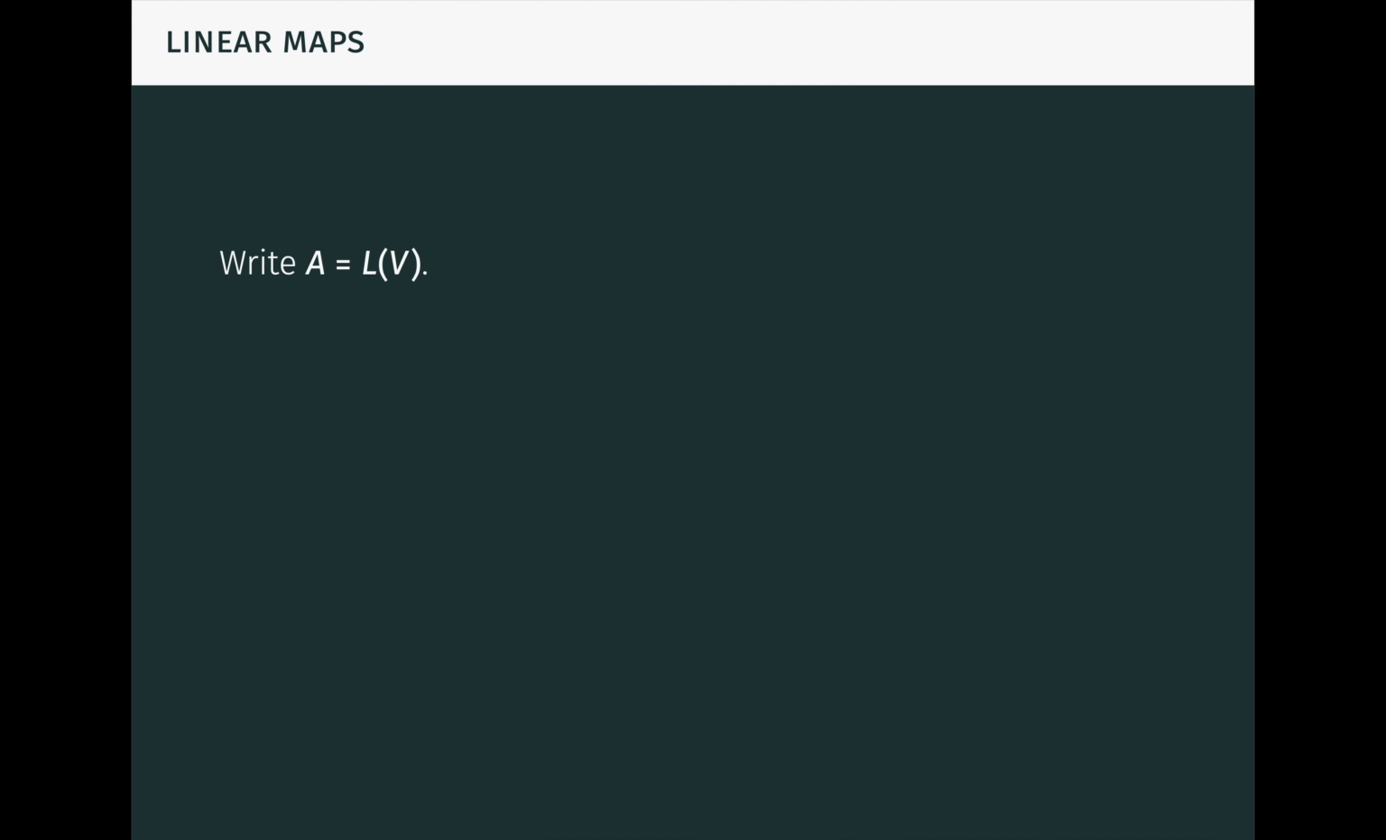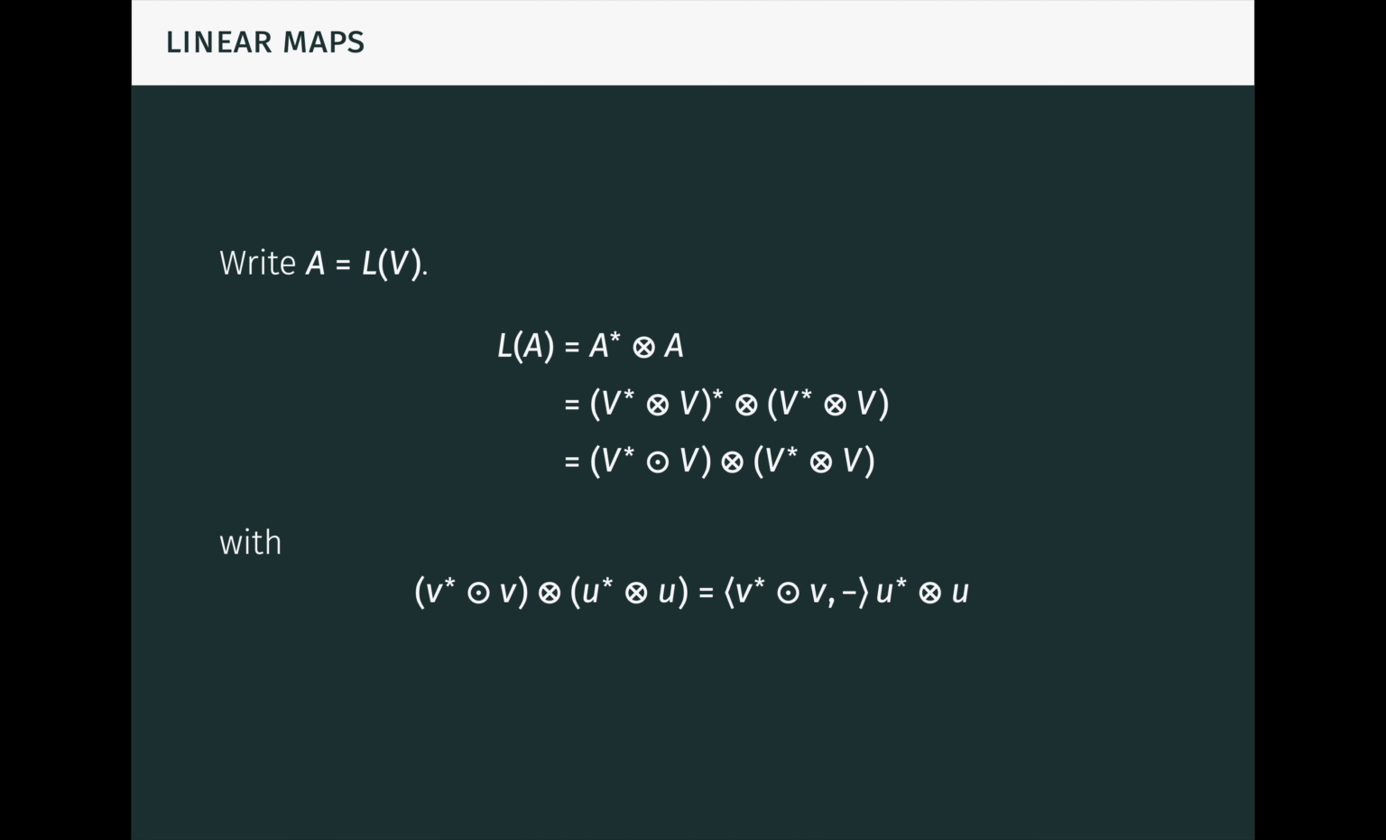We write A for LV. Then LA is A star tensor A, where A star is the space of linear forms on A, and the tensor product is defined to give linear transformations of A. But A itself is V star tensor V, so this expands like this. The space of linear forms on V star tensor V is the other tensor product space we just defined, so we get this. The tensor product of decomposables is defined like this. Remember here, the tensor V star tensor V is a linear form, while U star tensor U is a linear transformation. The notation helps us keep that straight.